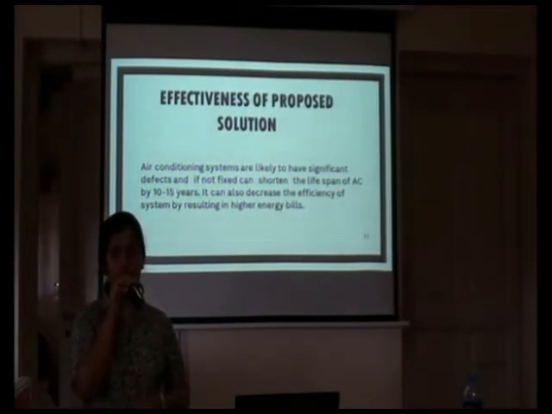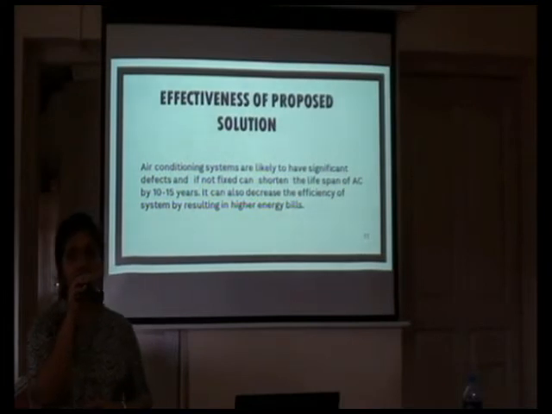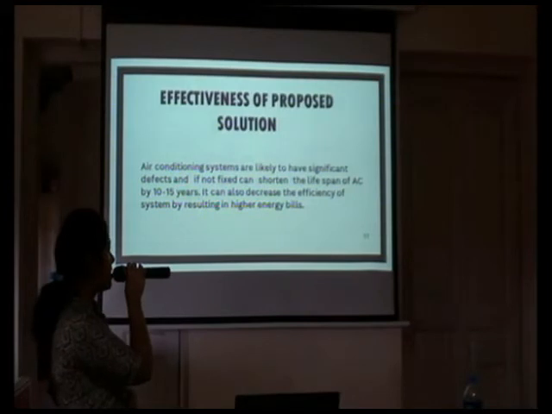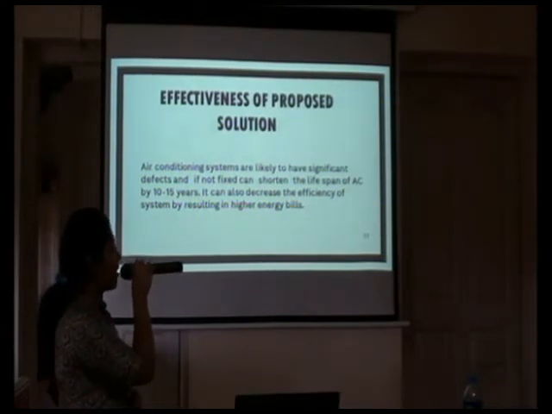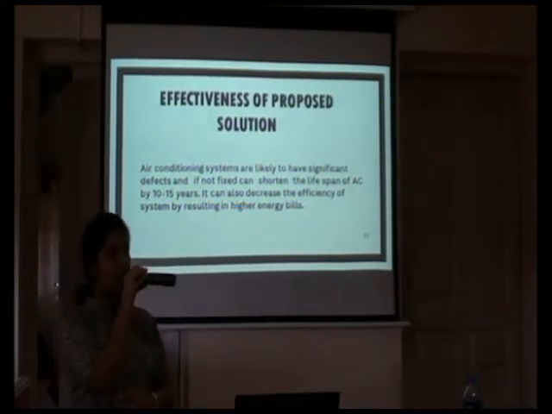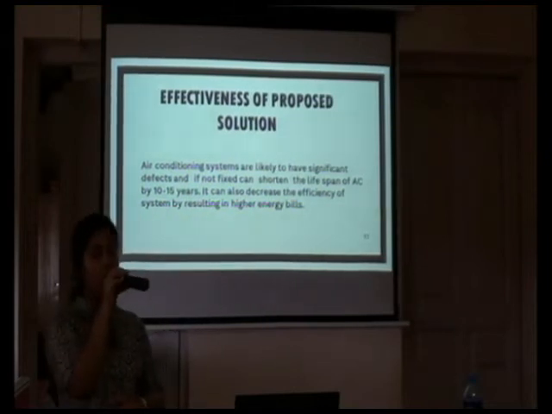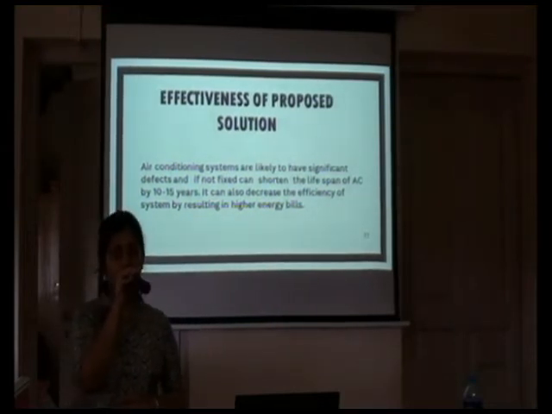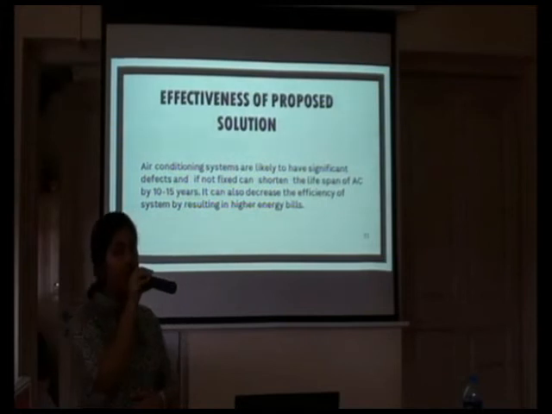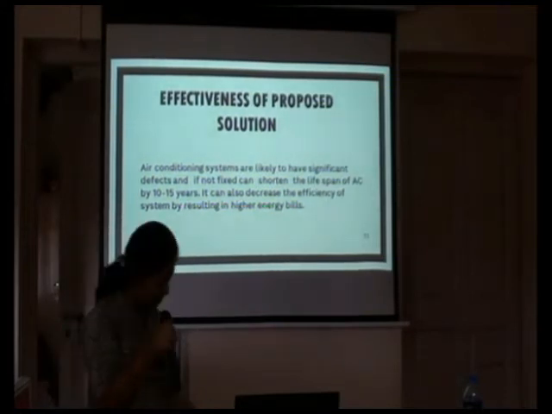Next, we'll discuss the effectiveness of the proposed solution. Air conditioning systems are likely to have significant defects, and if not properly fixed, it can shorten the lifespan of the AC by 10 to 15 years. It can also decrease the efficiency of the system, resulting in higher energy bills.